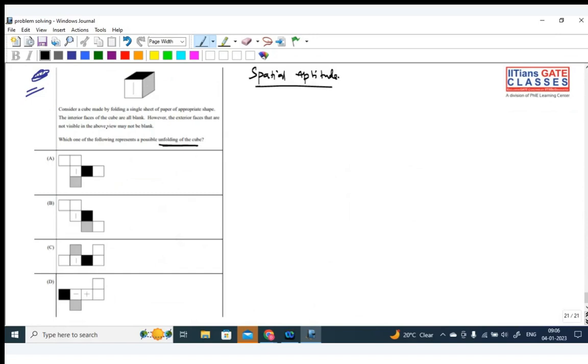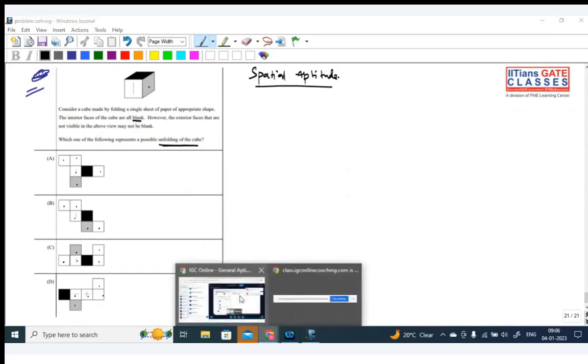So what is given here is that these two faces are visible. For a cube we need at least six faces, right? One, two, three, four, five, six. Yeah, it is correct. And the exterior faces are not visible in the above view. So all other interior faces of the cube are blank.